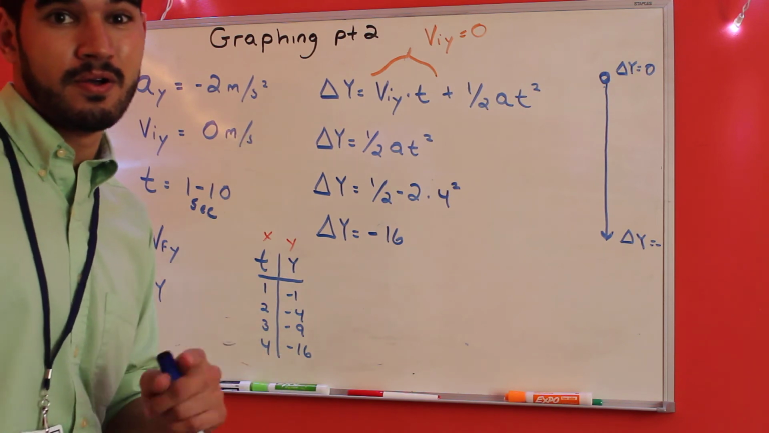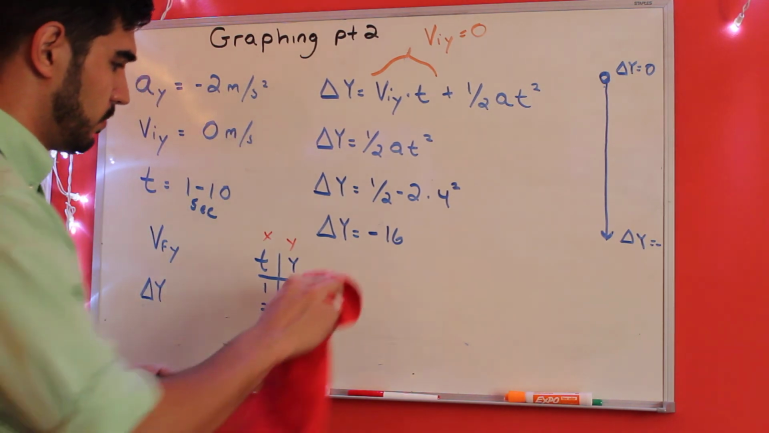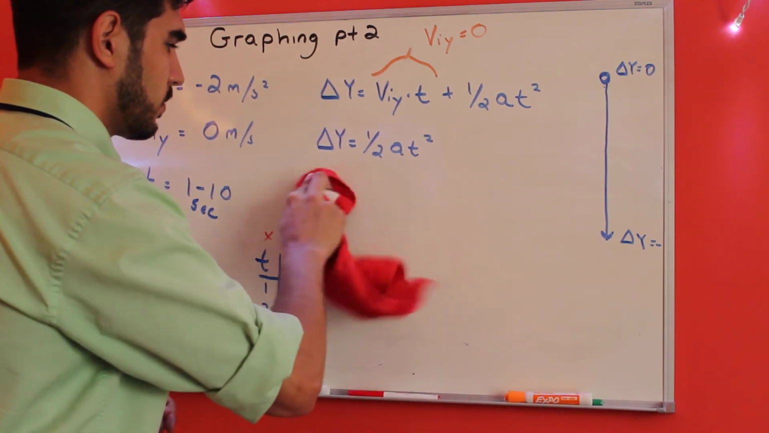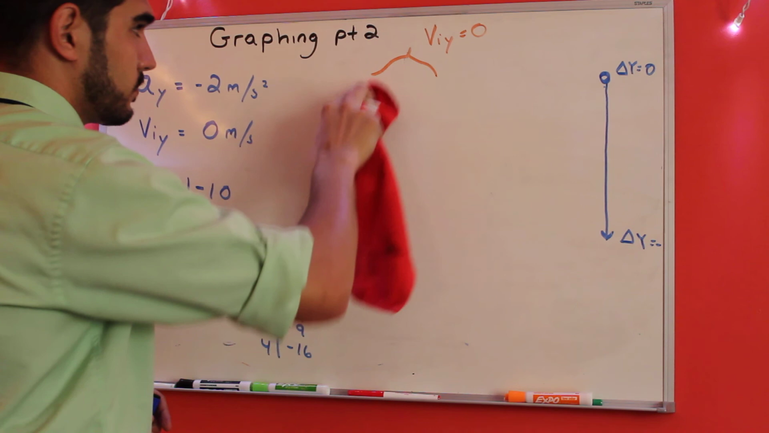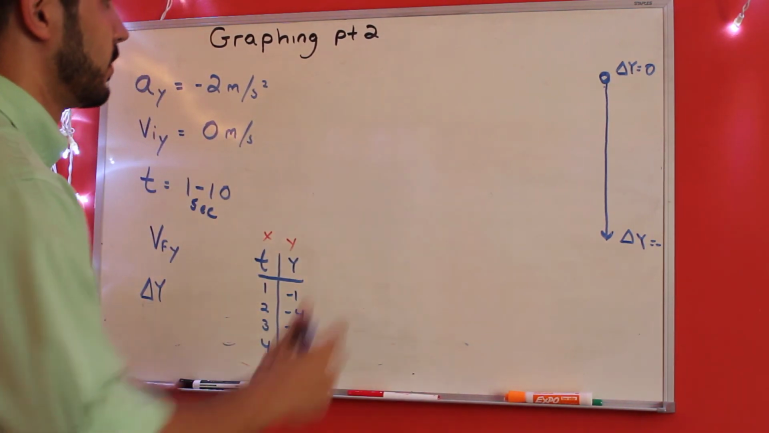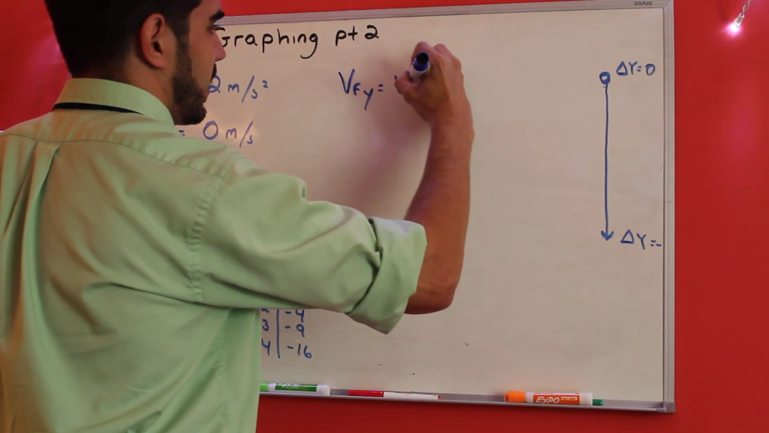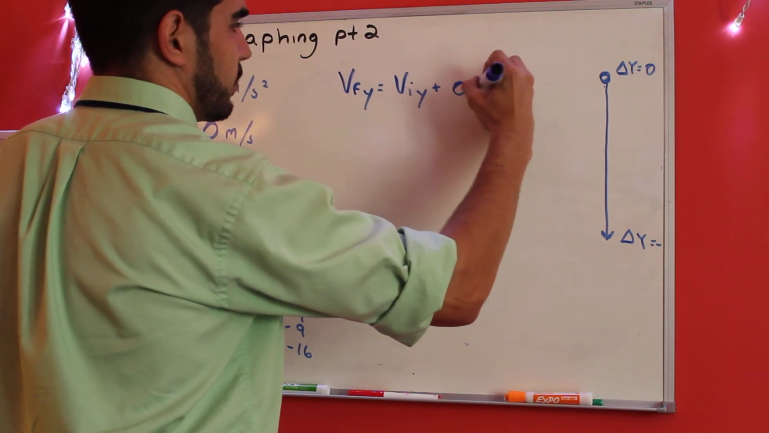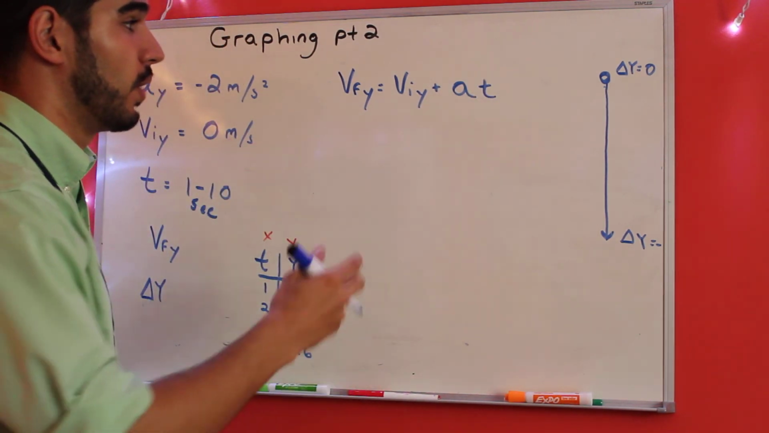Now we're going to see some interesting stuff when we start to look at the velocity. So we have a way of calculating velocity. We can say vfy equals viy plus acceleration times time. We can use that equation in our y direction.